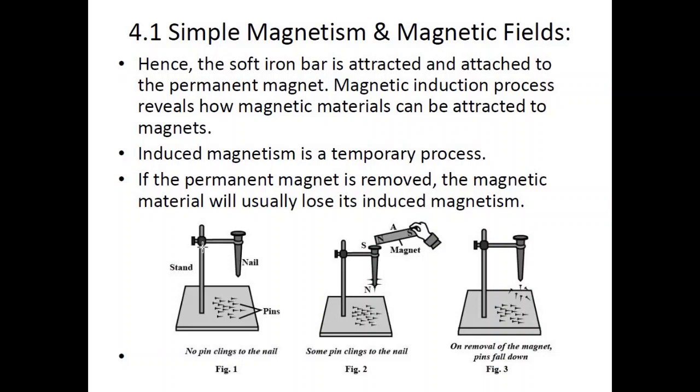Induced magnetism is a temporary process. As soon as you remove the permanent magnet, the induced material also loses its magnetic property. Here is a diagram to explain. There is a nail made of iron and there are some paper pins. The nail is not attracting the paper pins. But once you place a permanent bar magnet and touch it to this nail, the nail starts to attract the pins, acting like a magnet, because the bar magnet induced magnetism inside this magnetic material. And as soon as you remove the bar magnet, it loses its magnetic property and the pins fall down again.